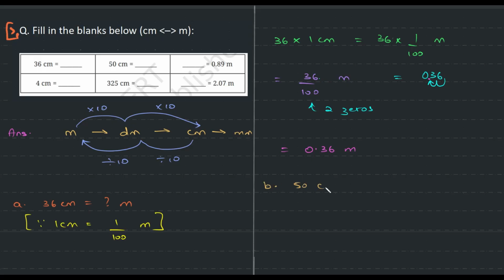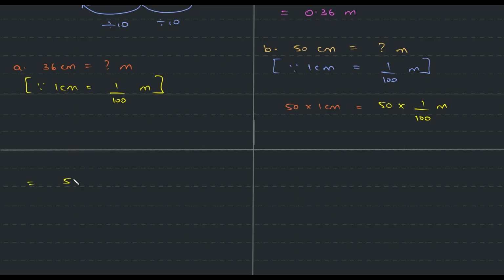Now similarly, 50 centimeter is equal to how many meters? Again, we'll start off by making a note that a centimeter is made up of 1 by 100th of a meter, and we have 50 into 1 centimeter, which is 50 into 1 by 100 meters, and this is 50 by 100 of a meter. So we have two zeros and we have a decimal place over here. We'll shift it two spaces, so 1 and 2, so it will be over there. So basically 0.50 meters.